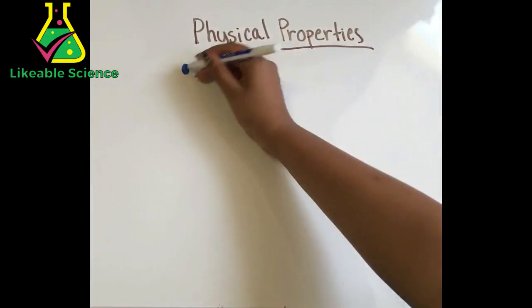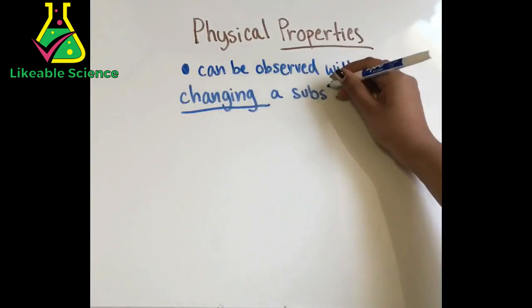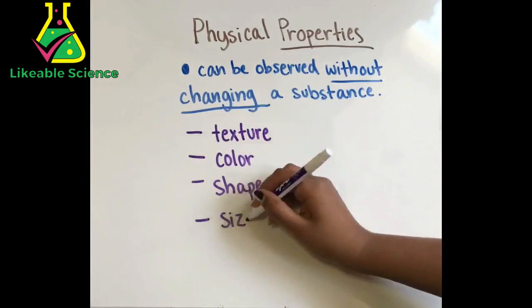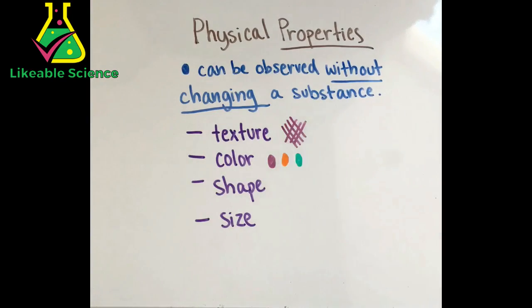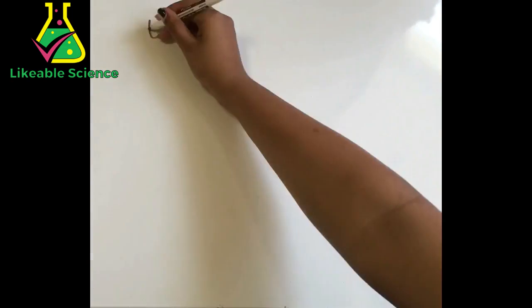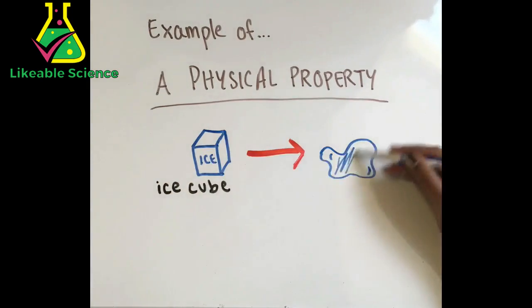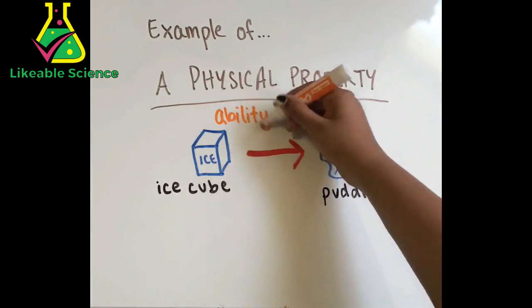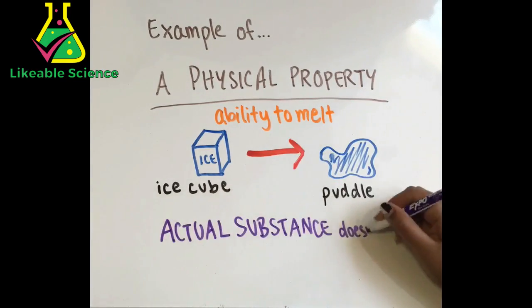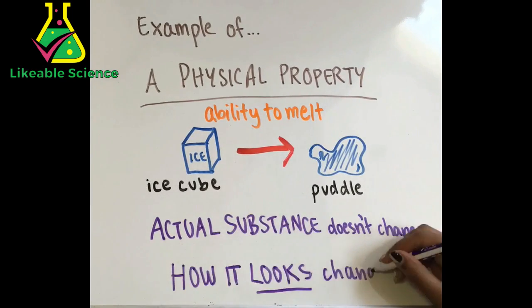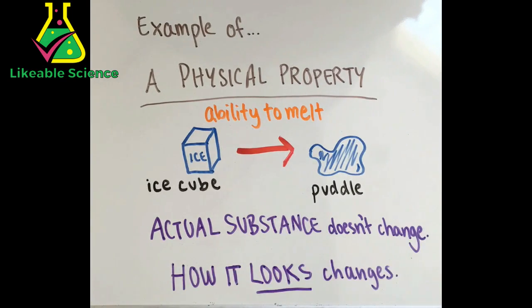Physical properties can be observed without changing a substance. Physical properties are texture, color, shape, size, basically anything you can see without altering the actual substance. Physical properties can be observed when a physical change happens. So when an ice cube melts into a puddle of water, the physical property is the ability to melt. This is because the actual substance doesn't change, just how it looks is what changes.